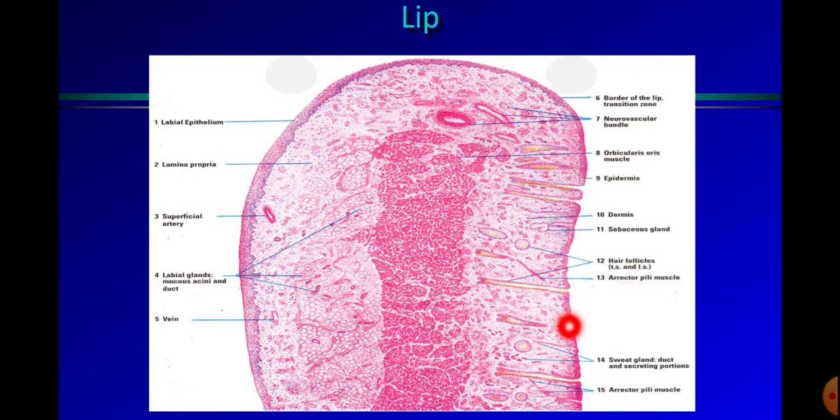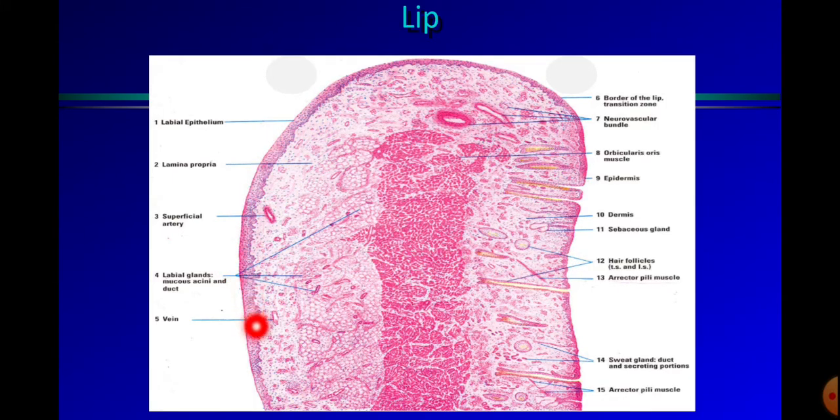Here this is the epithelium. Underneath the epithelium there is the dermis. It shows the presence of the hair roots. Along with the hair roots, there are the erector pili muscle and a number of sebaceous glands. So here this is the outer aspect. Now this is the inner aspect present there.